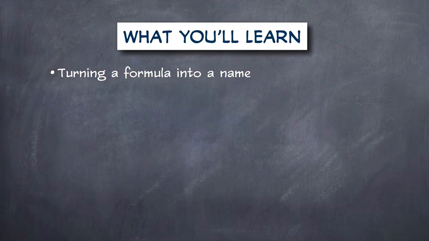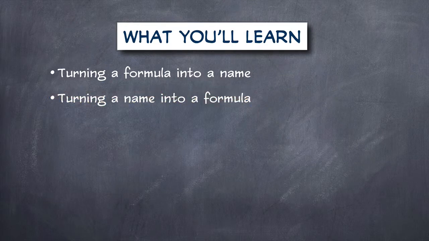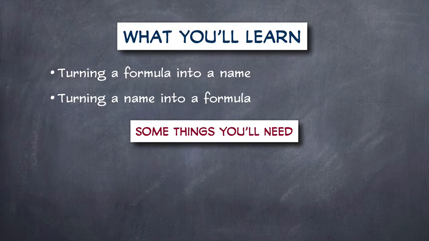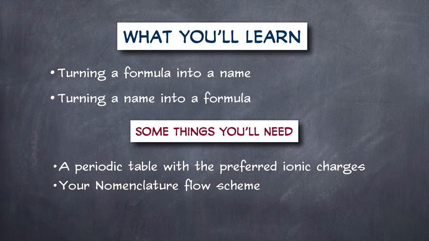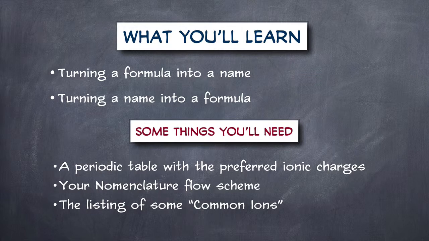What you'll learn in this screencast is how to turn a formula into a name. You'll also learn how to turn a name into a formula. Now there are a couple of things you're going to need. You're going to need a periodic table with the preferred ionic charges labeled on it. You're going to need your nomenclature flow scheme. And lastly, you're going to need the listing of some common ions. This is the listing that I passed out in class.